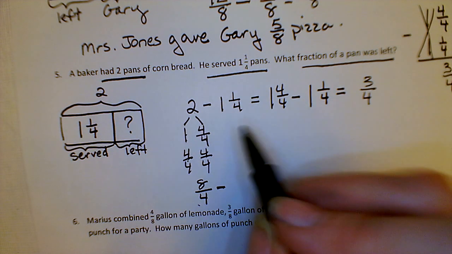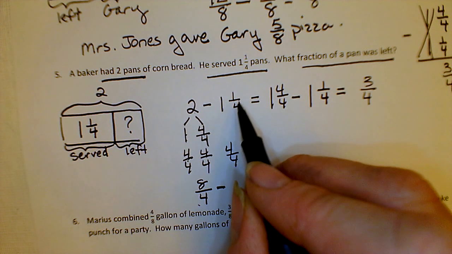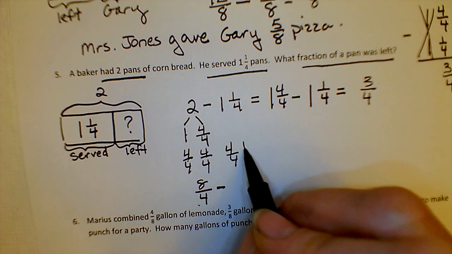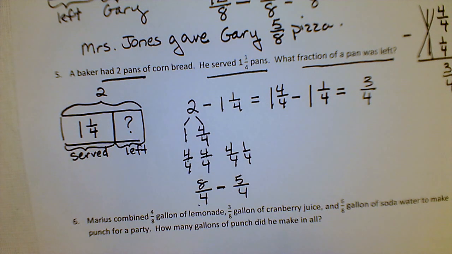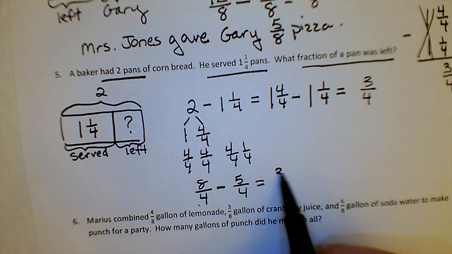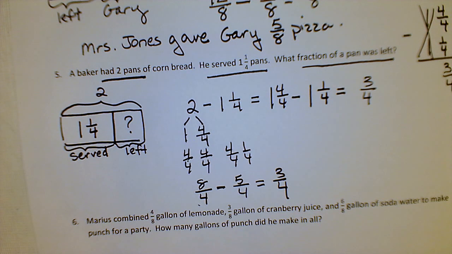And then I could have done the same thing with this. I could have said that that 1 is 4/4, and that is just 1/4. And I could have combined those to make 5/4. And then I would have seen that 8/4 minus 5/4 is 3/4. So again, I could have just turned both of these completely into fourths instead of leaving them as mixed numbers. It's really just how you see it.